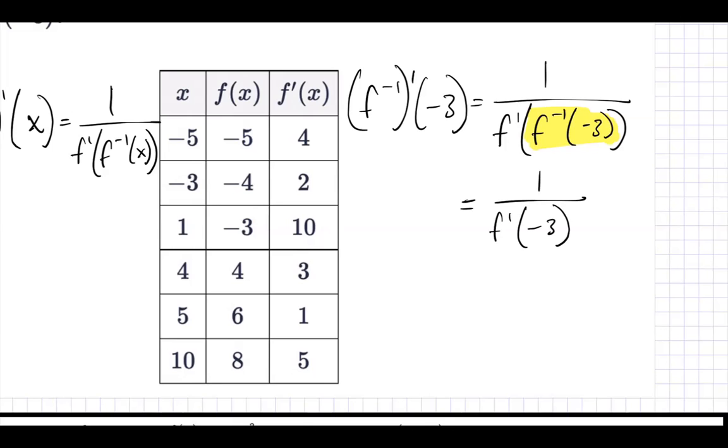Because the point at -3 is (-3, -4), right? Flip it, and what's the new y? -3, right? Okay. And then this part here you've done a few times. f prime at -3. 1/2. 1/2.